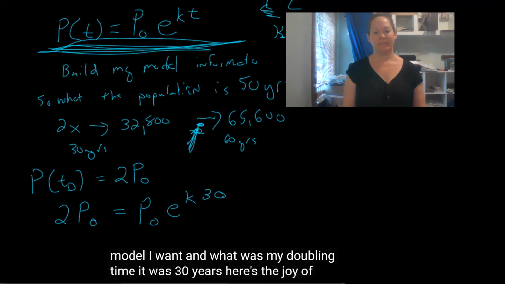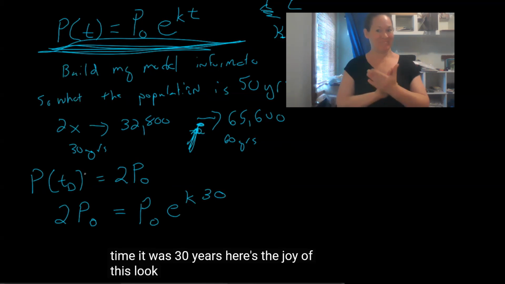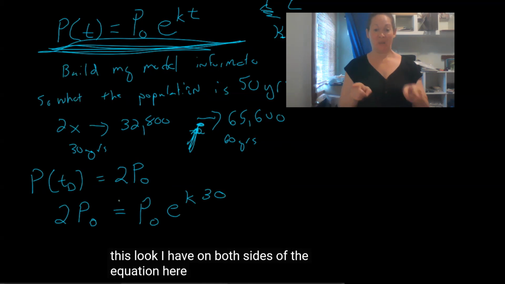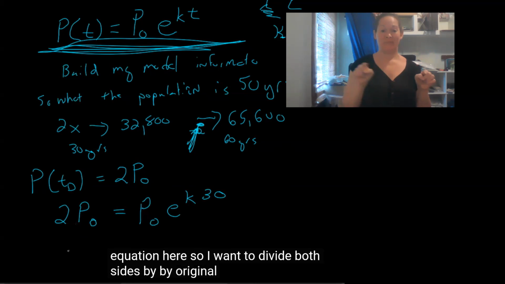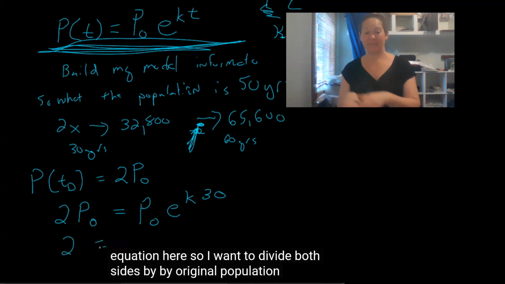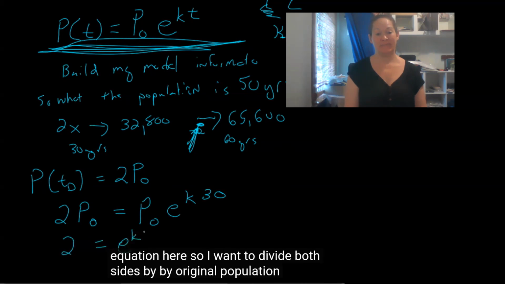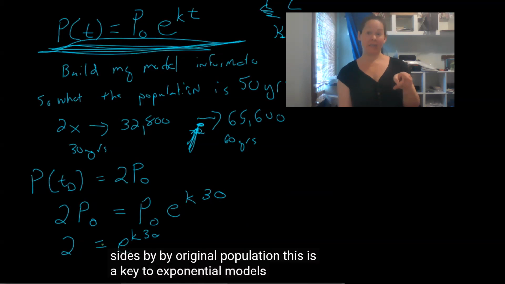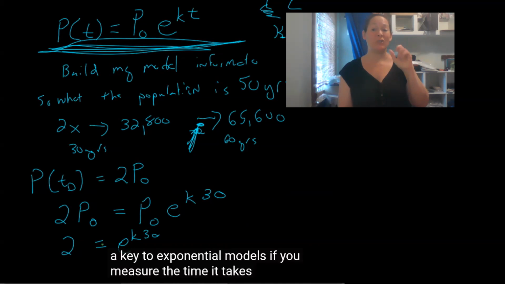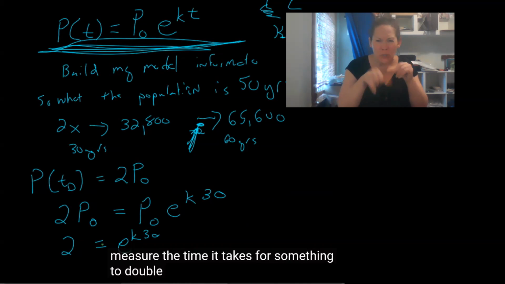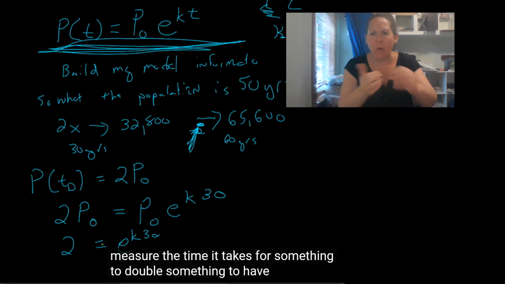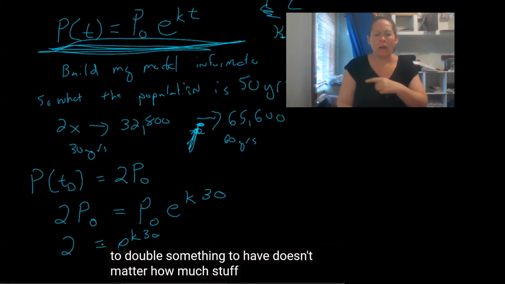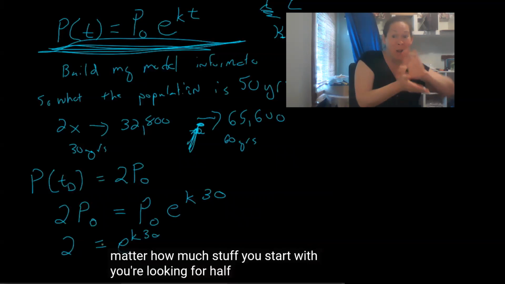Here's the joy of this. Look what I have on both sides of the equation here. So I'm going to divide both sides by the original population. This is a key to exponential models. If you measure the time it takes for something to double, or to halve, it doesn't matter how much stuff you start with, you're looking for half that.